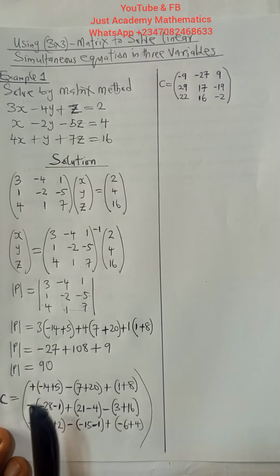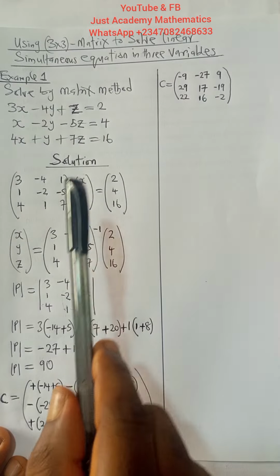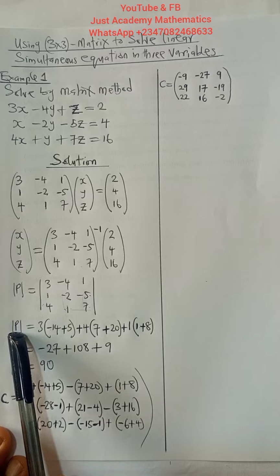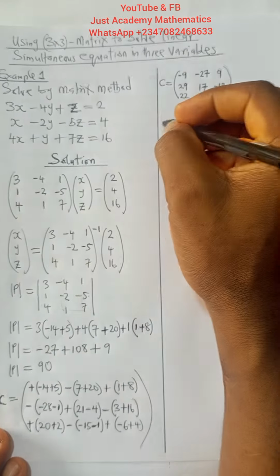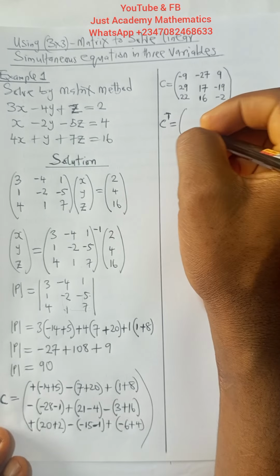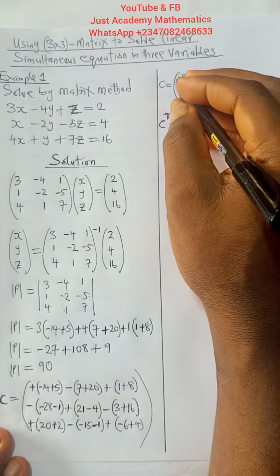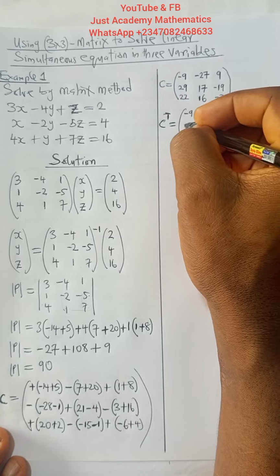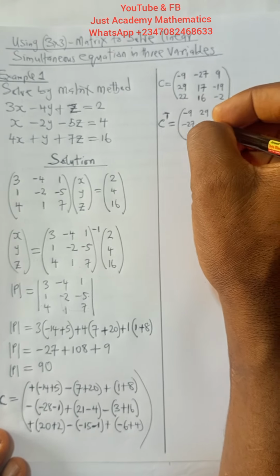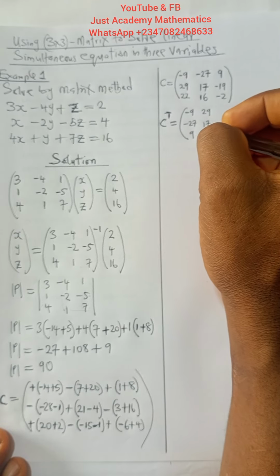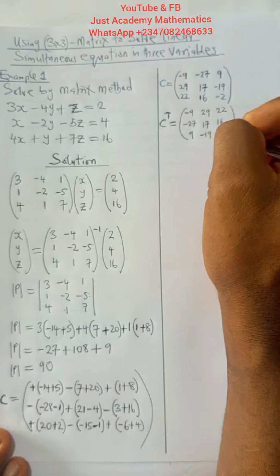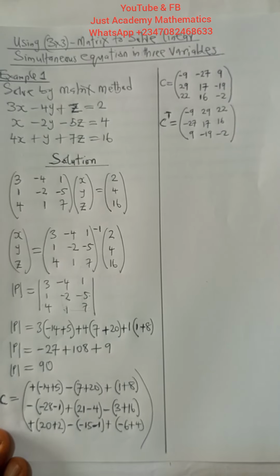But remember, the inverse of this matrix is the determinant times the transpose of cofactor. So we'll go for transpose of cofactor. What is transpose of cofactor? Bring this, arrange as row column. Minus 9, minus 27, 9 now. Then 29, 17, minus 19. Then 22, 16, minus 2. That is the transpose of cofactor.